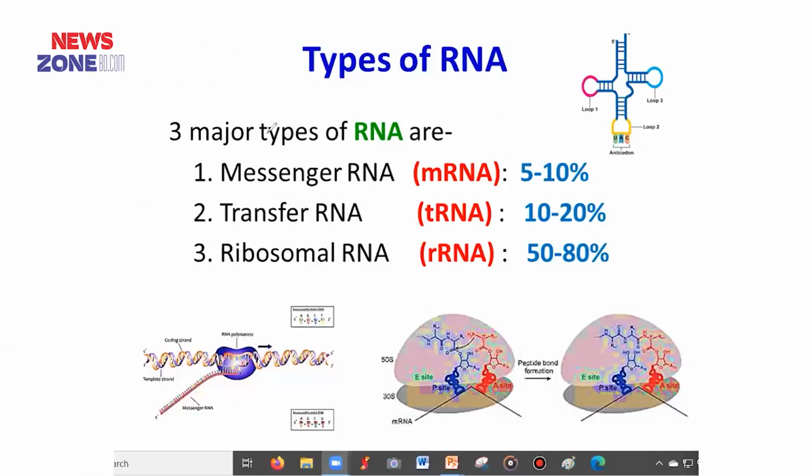Now, it is the types of RNA. There are 3 major types of RNA. These are messenger RNA, transfer RNA and the ribosomal RNA. It is the messenger RNA, here is the transfer RNA and this one is the ribosomal RNA.